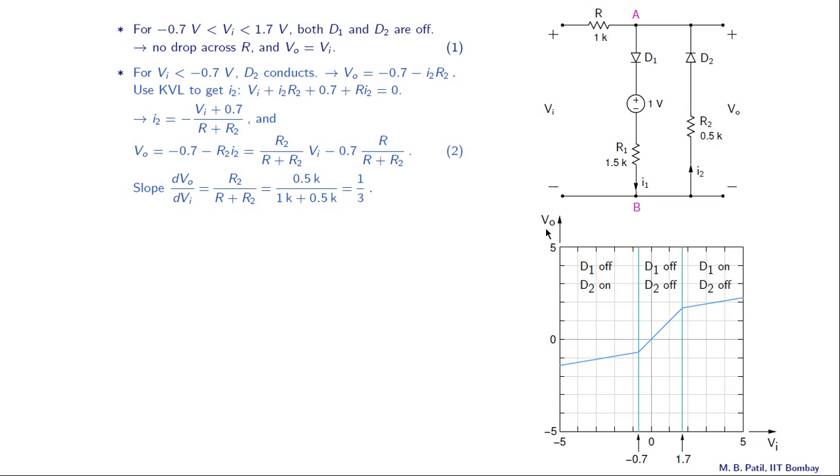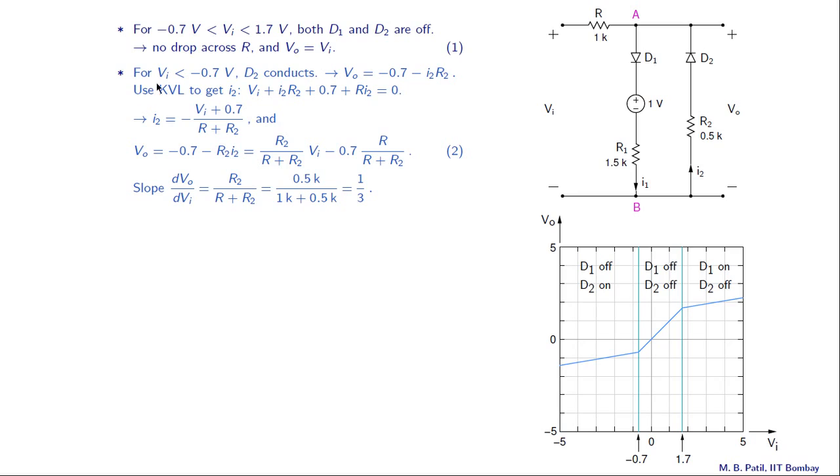Here is a plot of Vo versus Vi, and the situation that we just discussed is right here, Vi between minus 0.7 and 1.7, and the Vo versus Vi relationship in this region is given by this straight line over here, which is represented by Vo equal to Vi. So this is a straight line with slope equal to 1 and passing through the origin, like that. And in this situation D1 is off and D2 is also off.